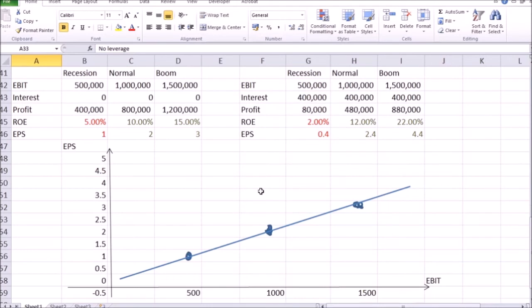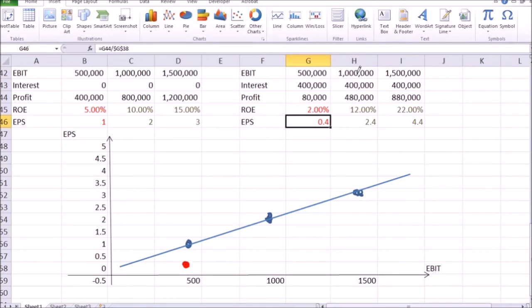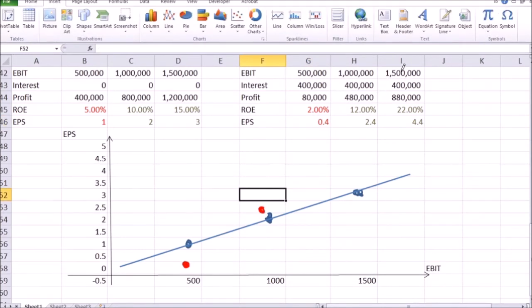Now let's see what happens to the company with leverage. When EBIT is $500,000, earnings per share is 0.4, a point somewhere over there. At 1 million, EBIT is 2.4, a point somewhere over here. And at 1.5 million EBIT, earnings per share is 4.4, a point somewhere over here.